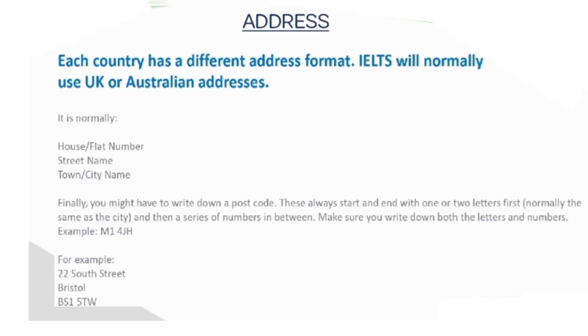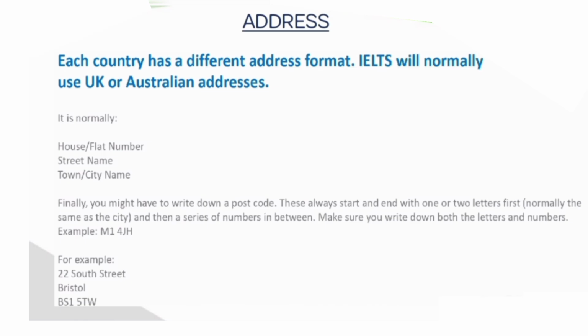Address. Each country has a different address format. IELTS will normally use UK or Australian addresses. It's normally house or flat number, street name, town or city name. Finally, you might have to write down a postcode.